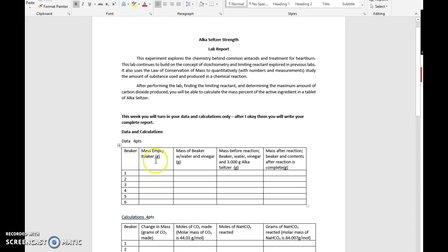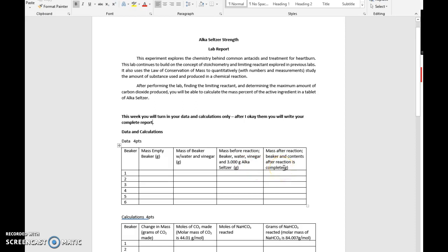In this first column, you'll put the mass of the empty beaker. In the second column, you'll put the mass of the beaker plus the mass of the water and vinegar. In the third column, you will put the mass of the beaker, water, vinegar, and 3 grams of Alka Seltzer. So you're adding 3 grams to whatever's in the second column to get the third column. The fourth column is the mass after the reaction.